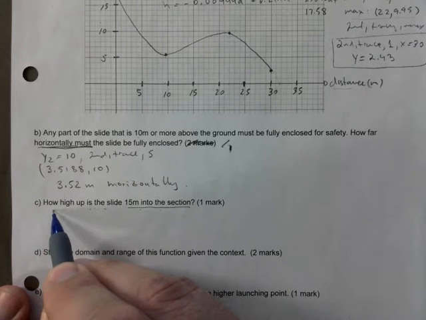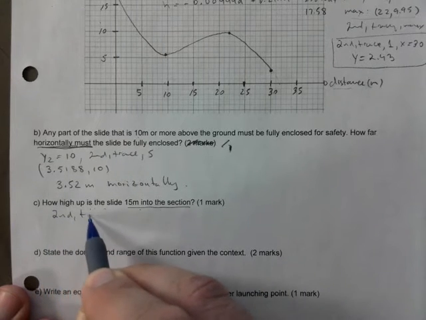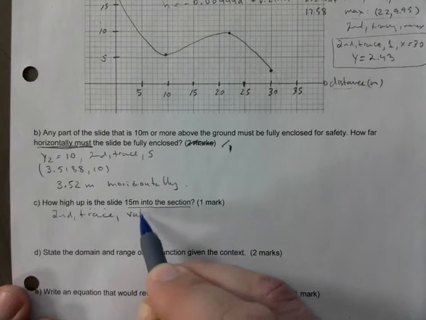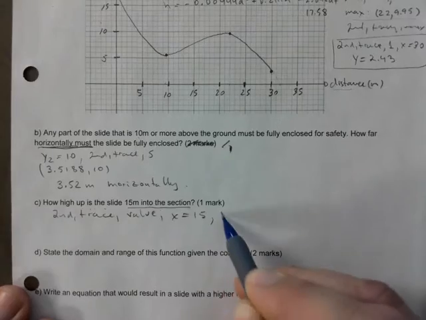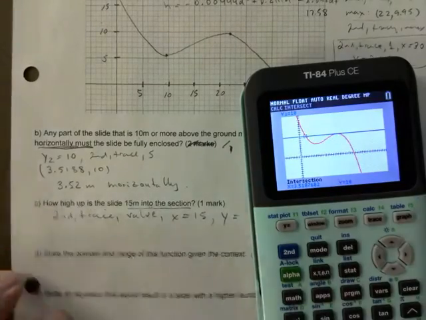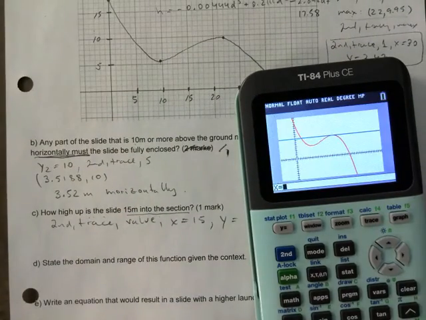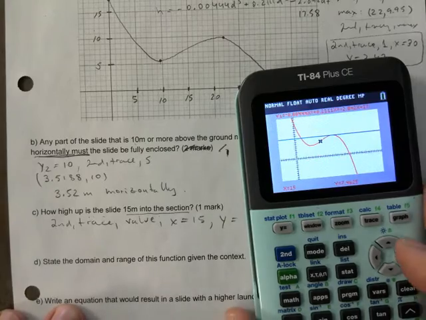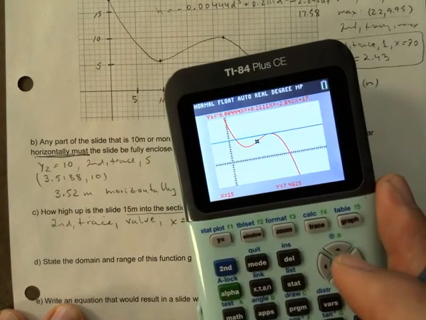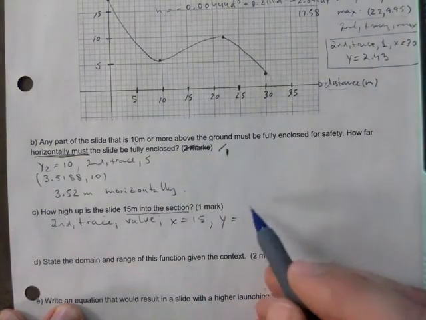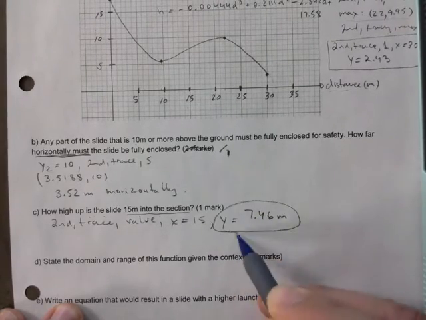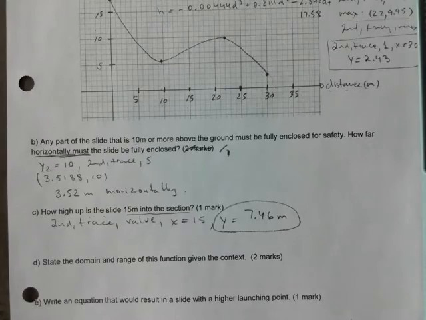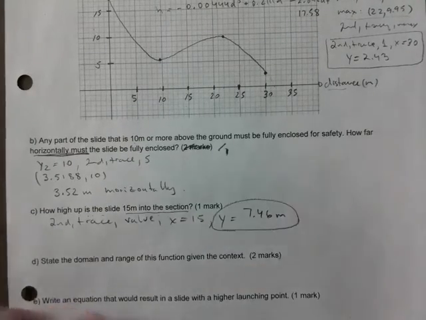So we're going to go second, trace, value, x is equal to 15, right? And we're going to figure out our y value there. So second trace 1, 15. So we are at 7.46 meters. If you do that, you get the mark there, as long as I have the units there, you're good to go.